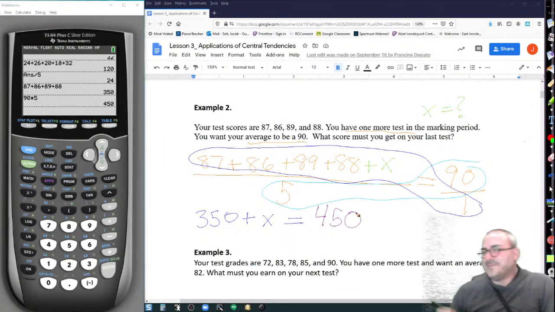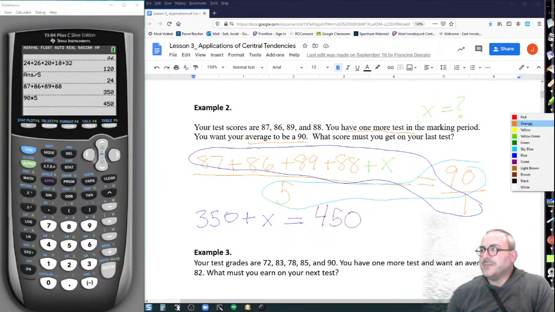All right. Great. For those of you who are playing along, let's do this. So we got 350 plus x is going to 450. Well, what do I got to do? I got to do some algebra. I got to do some manipulation here. Got to choose a color.